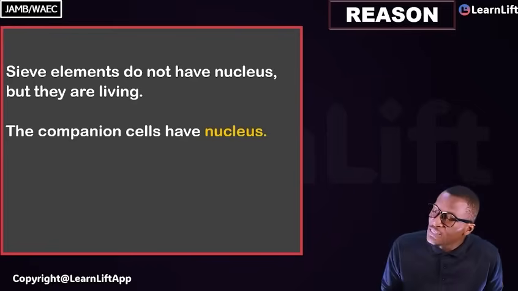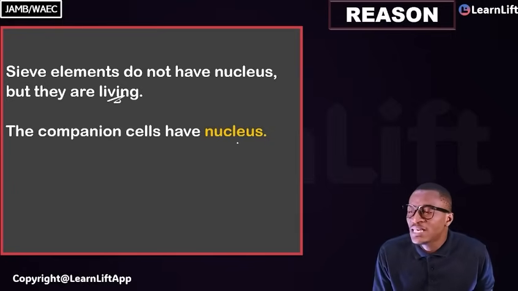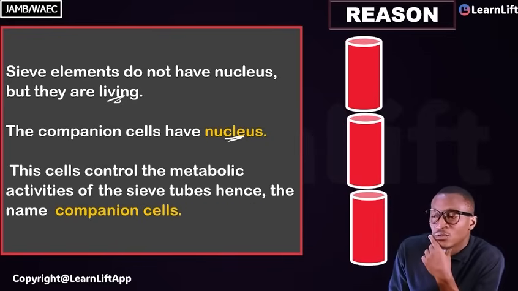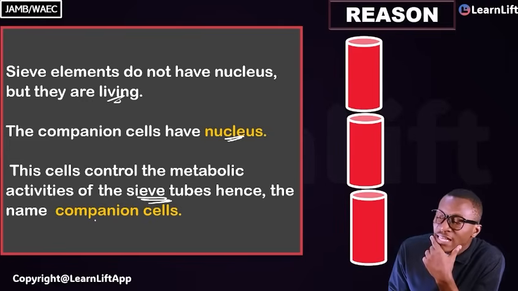Look at it. The sieve elements do not have a nucleus, but they are living. The companion cells have a nucleus. Now, these cells, the companion cells, control the metabolic activities of the sieve tubes. Hence, their name: companion cells.